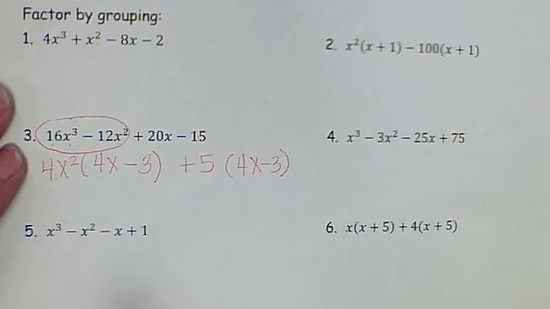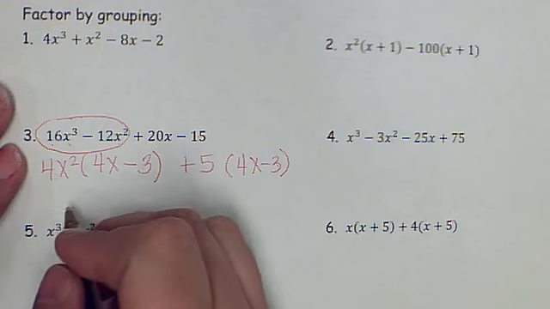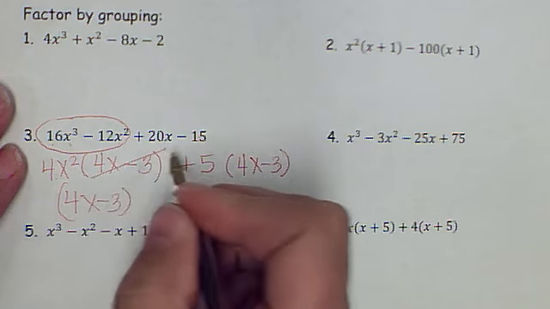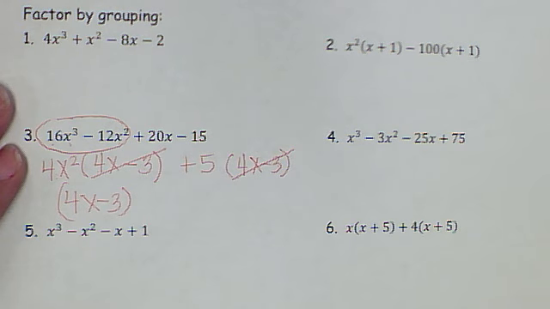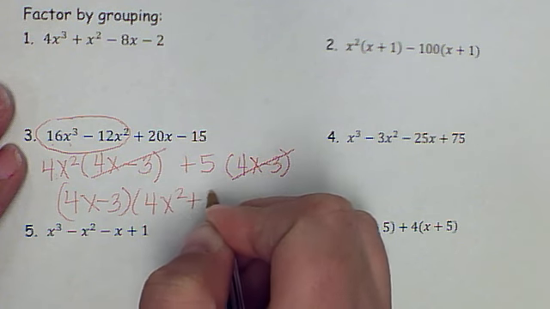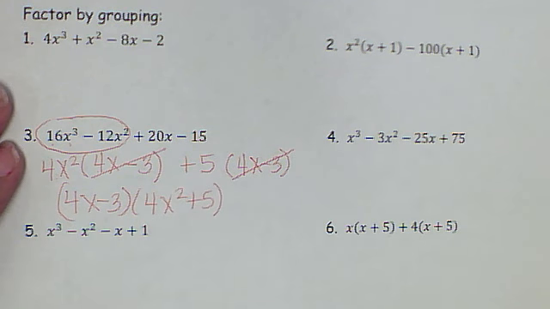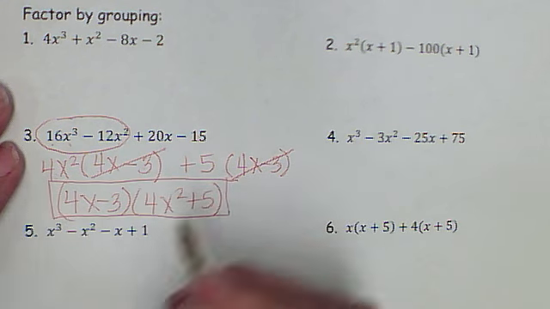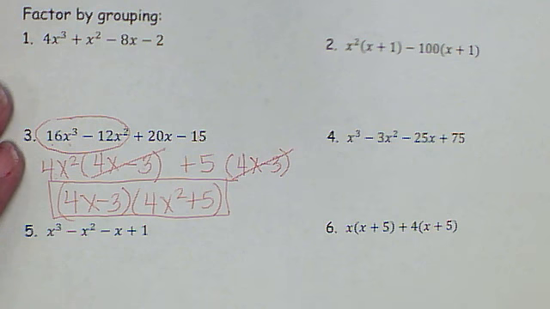Now remember, the idea of factor by grouping is you pull out what they both have. So I'm going to pull out that 4x minus 3. So that goes away and that goes away, and I write down my leftovers, 4x squared plus 5. Look at that, 4x squared plus 5. Can that be factored? No, so you're done. There's no more factoring to do on that one.